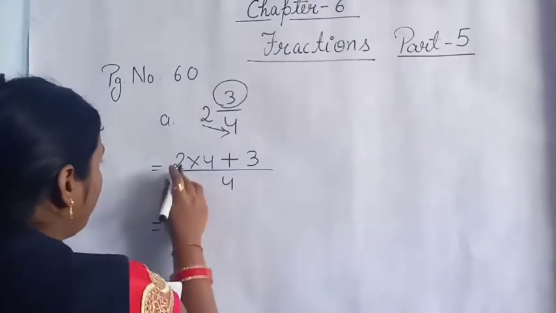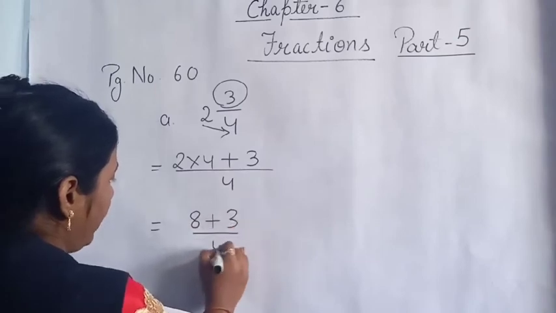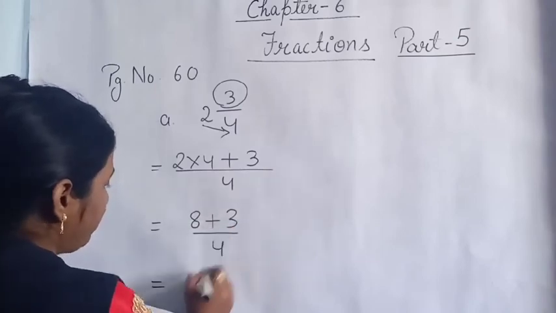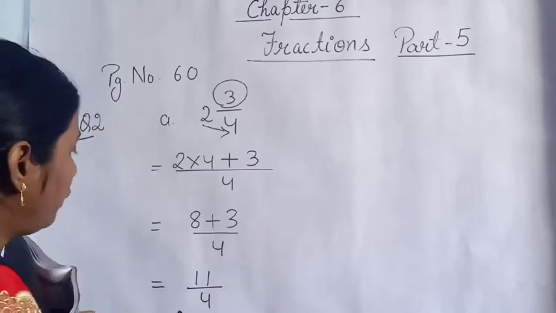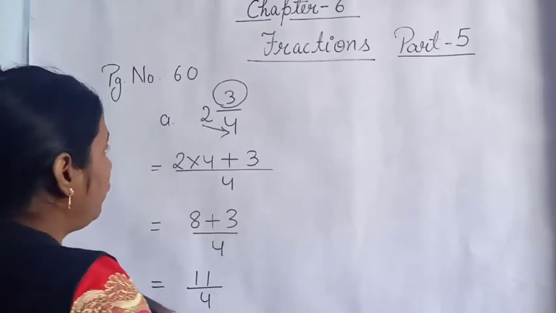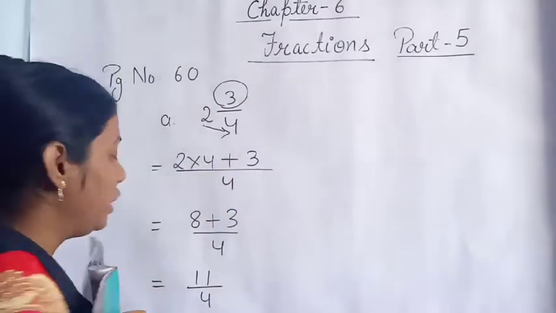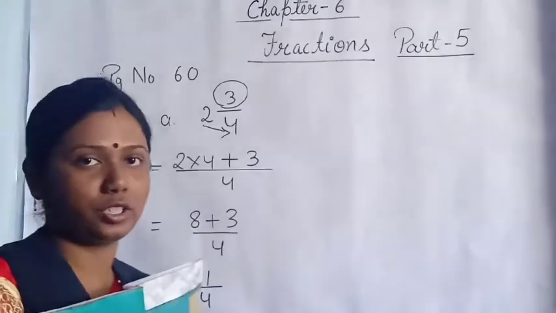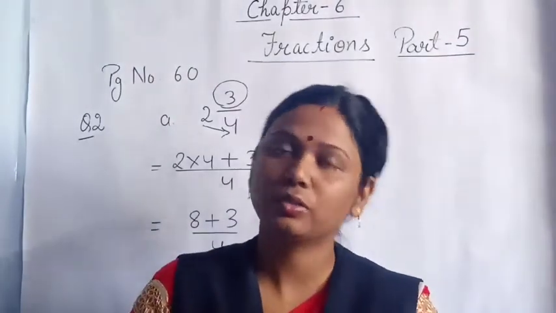Now, 2 4s is 8, plus 3. 8 plus 3 is 11 and the denominator is 4. So, the fraction is 11 upon 4. So, we have converted this mixed fraction into an improper fraction. In the same way, all the rest of the parts will be solved.